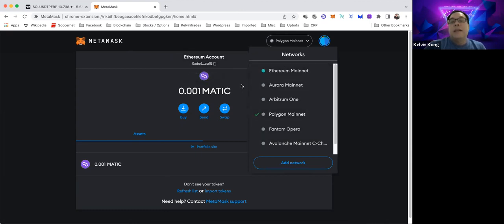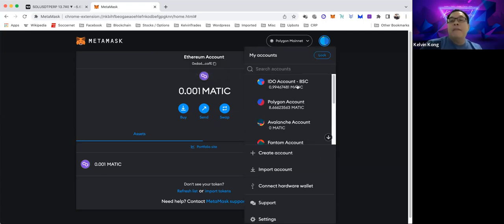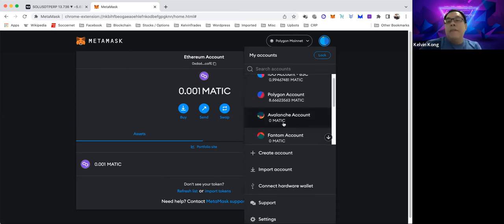But what I like to do, there's no good or bad, it's just personal preference, is I like to create a different wallet address for each blockchain. That's why you see I have a lot of wallets over here. I have one wallet for each blockchain.